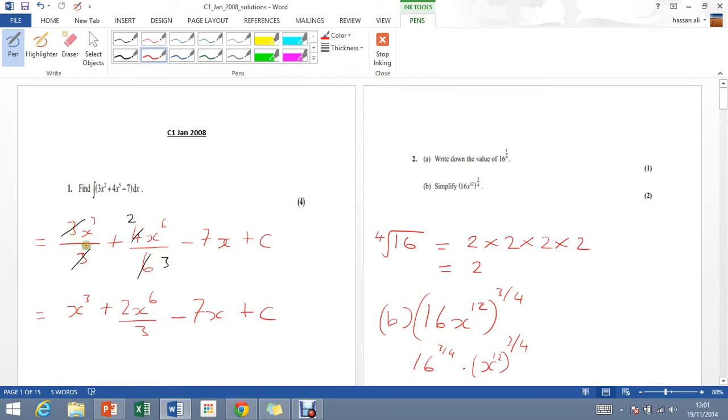Then you simplify, so 3 and 3 cancel, 2 goes into 4 twice, into 6 3 times, so that leaves you 2x to the power of 6 over 3 minus 7x plus c. That's your 4 marks for your first question.